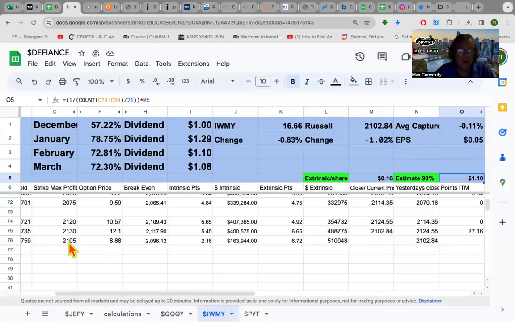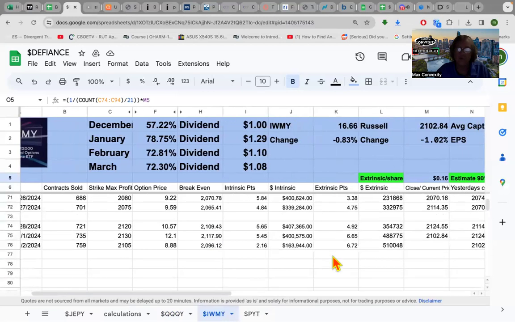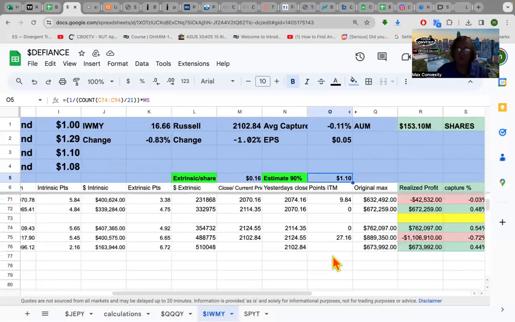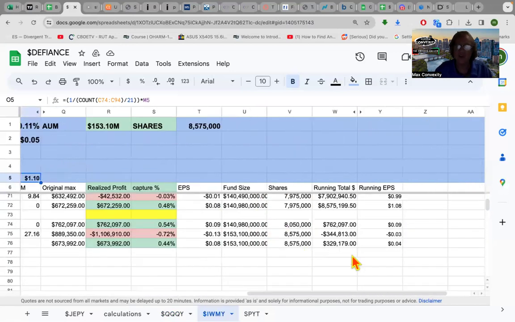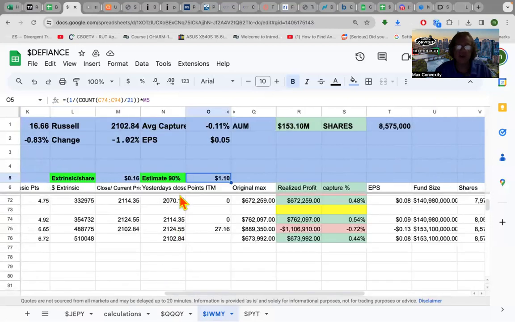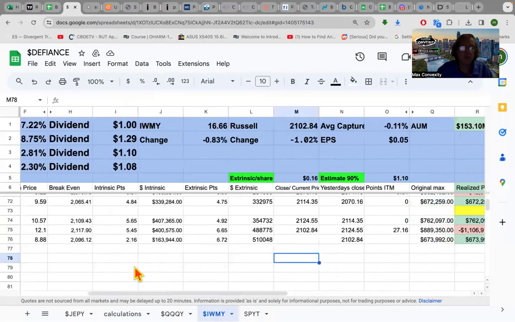Now, IWMY, these guys sold the 21.05 strike 759 times for, call it $9. Nine subtract 20, you take 21.05, you subtract nine, you get 2096. So 2096 is the number we're rooting for tomorrow for the Russell to close over. If we close at the strike price or above, it'd be a max profit, which would be a $673,000 profit. Take these guys to 4 cents positive on the month. And the dividend estimate would be $1.10 right now. So yeah, that's right. So that would be all right.